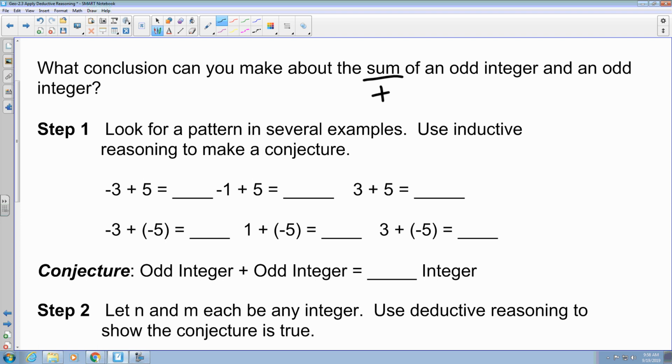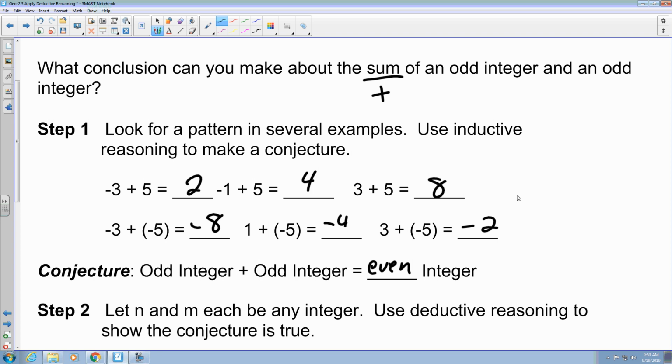So negative 3 and 5 is 2, negative 1 and 5 is 4, 3 and 5 is 8, negative 3 and negative 5 is negative 8, 1 and negative 5 is negative 4, and 3 and negative 5 is negative 2. Okay, so the conjecture that we are going to make is every result that we had came out to be an even integer. So an odd integer plus an odd integer equals an even integer. That is what we observed.